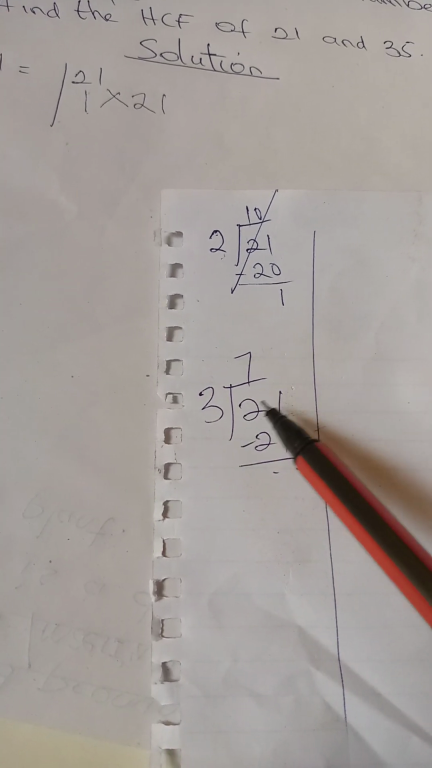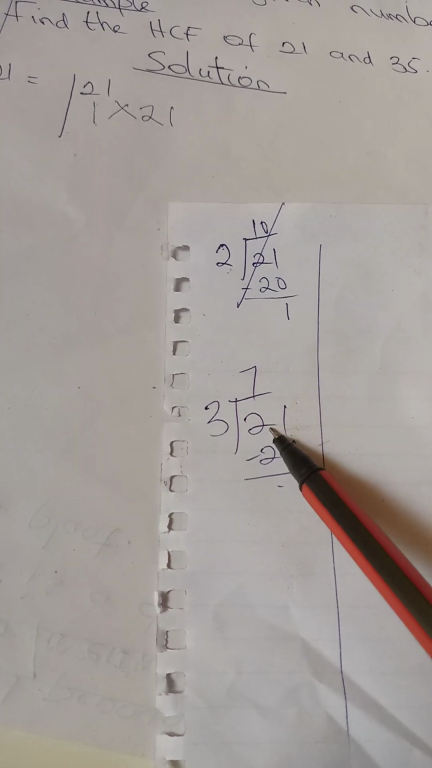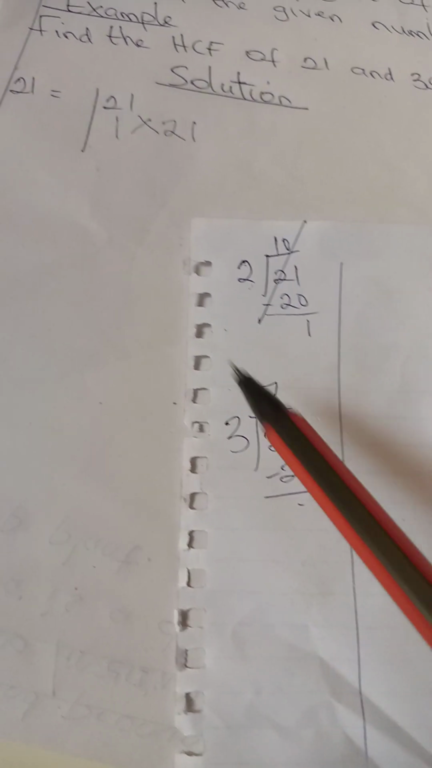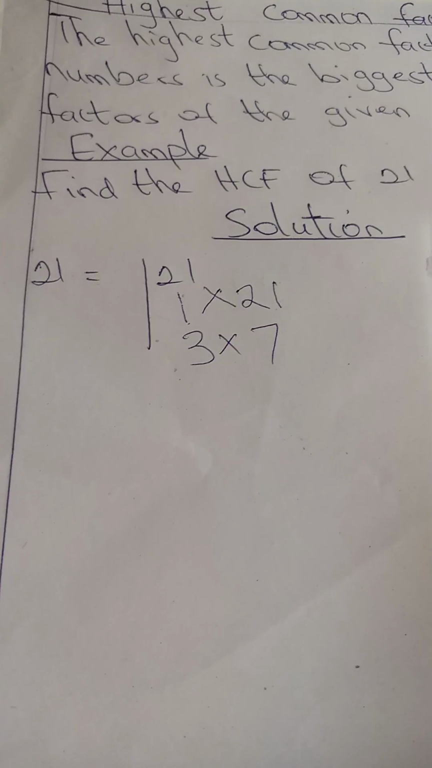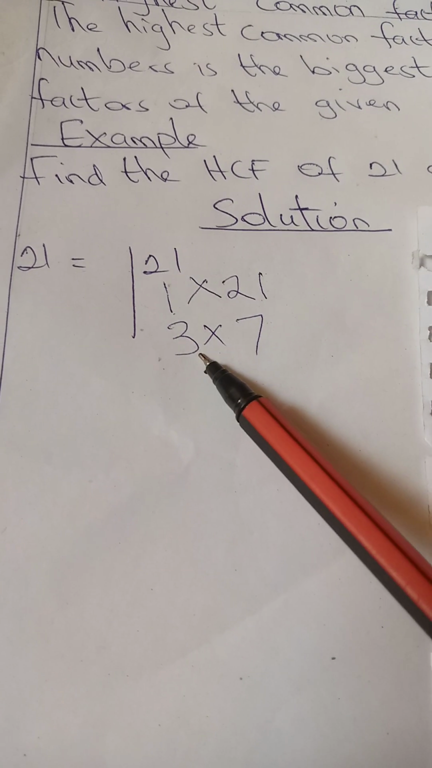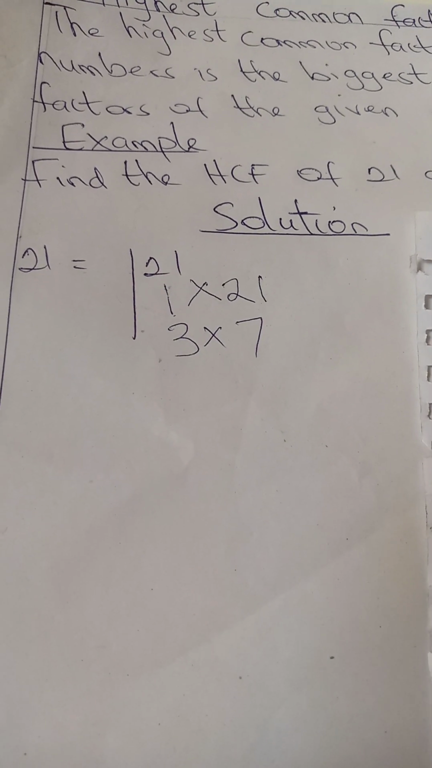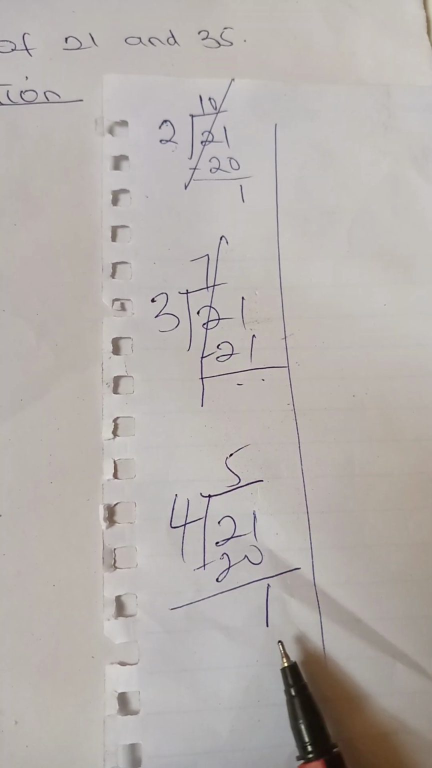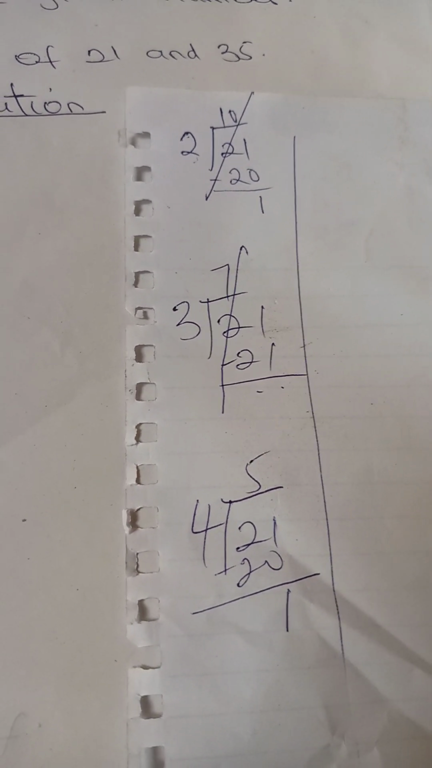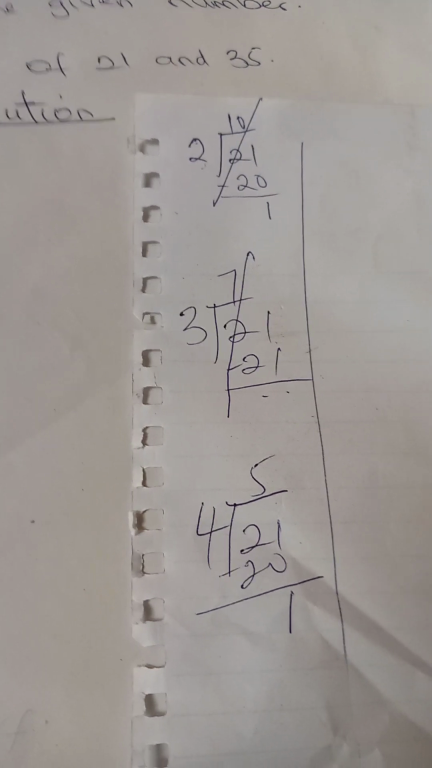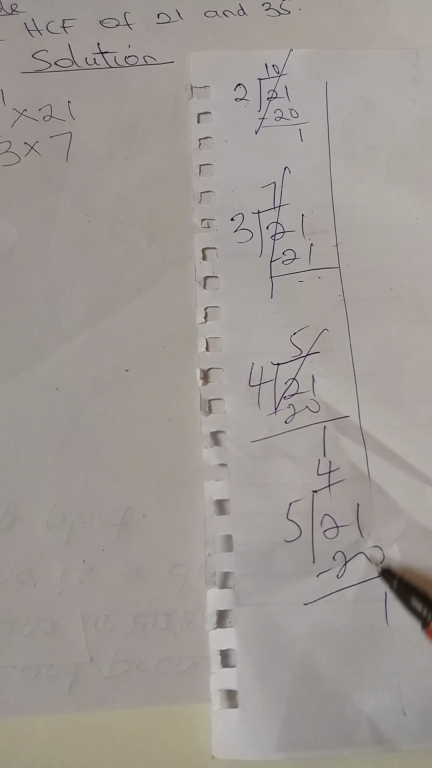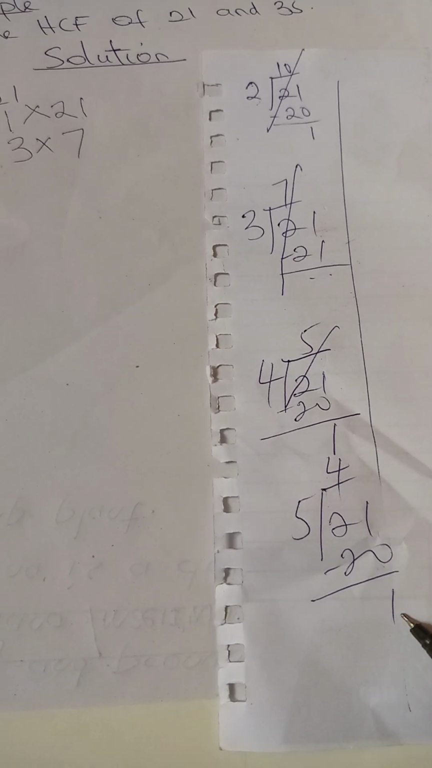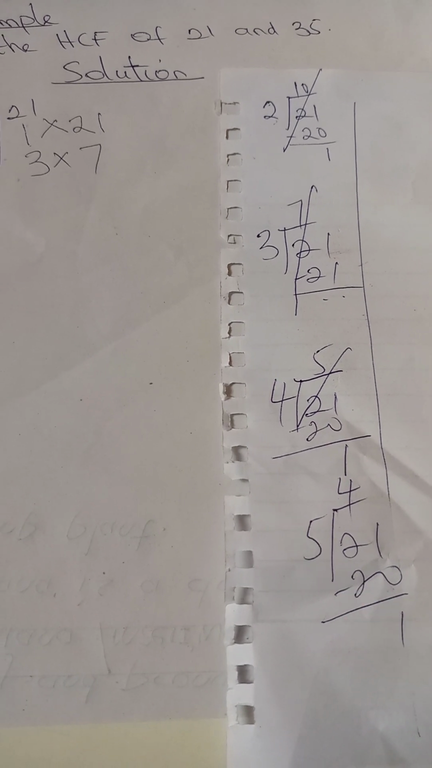3 is a factor of 21. It can divide through 21 7 times without remaining. So I'll write my answer. After number 3, I'll go to number 4. I'll check if 4 can divide through 21. Here, 4 is not a factor of 21 because it has a remainder. I'll move to the next number, which is 5. Here, 5 is not a factor of 21. It has a remainder, so it's not going to be included in my answer.